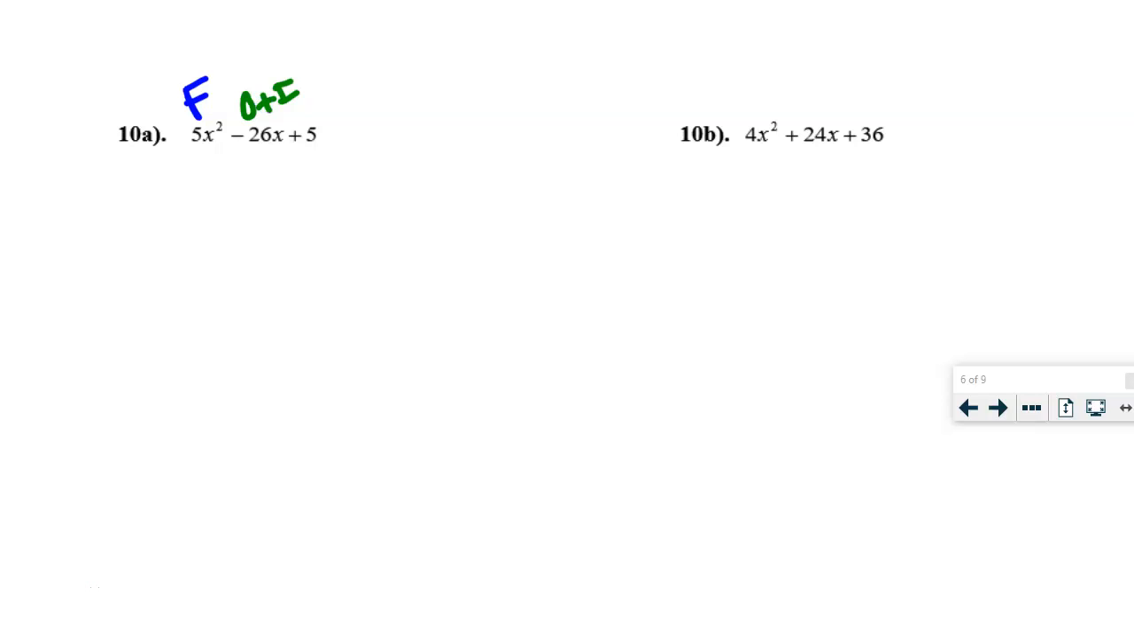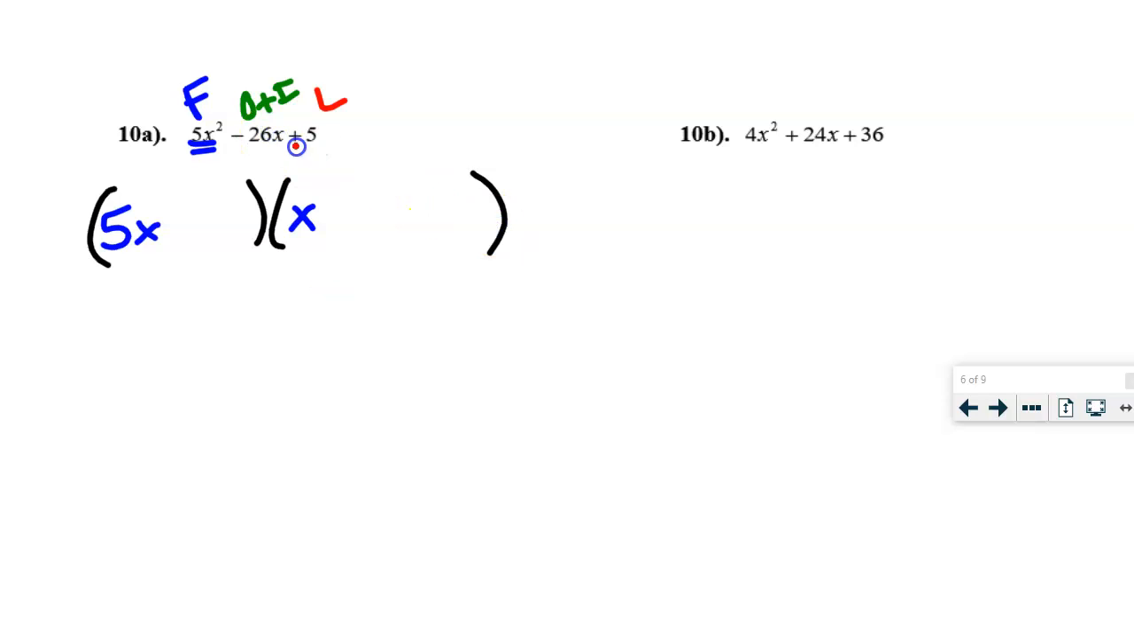Remember what FOIL stands for. First, outer, inner, and last. And essentially it is a guess and check, but it's an educated guess, and it comes with experience. So when I start with my first 2 terms multiplying to 5x squared, 5 is a prime number, so it has to be 5x times 1x, because we're not going to utilize any fractions.